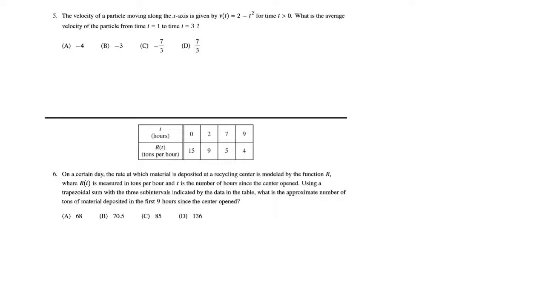Okay, number 5. Now number 5 is a tricky problem. If we're not careful, we'll do the wrong formula here. We're asked for the average velocity, so this is the same thing as average value. And the average value of a function is 1 over b minus a, the integral from a to b of whatever our function is. That's your average value.